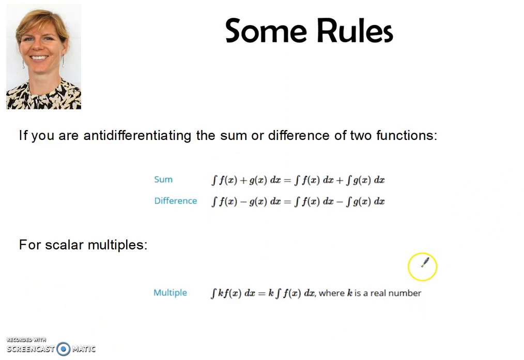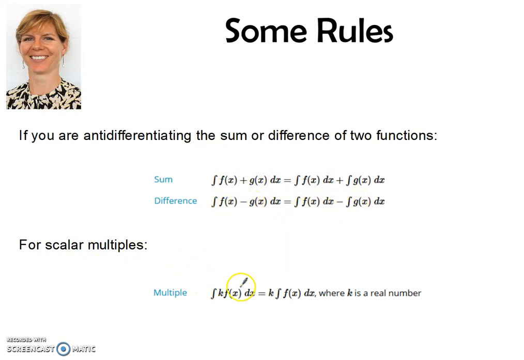Okay, a couple of rules just to sort of go through. If you are anti-differentiating the sum or difference of two functions, so you've got the integral of f(x) plus g(x) dx, then you can separate those out. So similar to when we were differentiating, you can do them sort of one term, like one function at a time. So that works for sums and also for differences. Okay, so just integrate them separately.